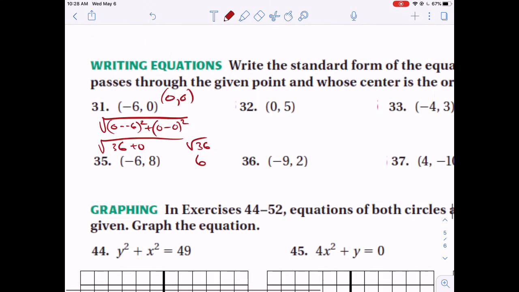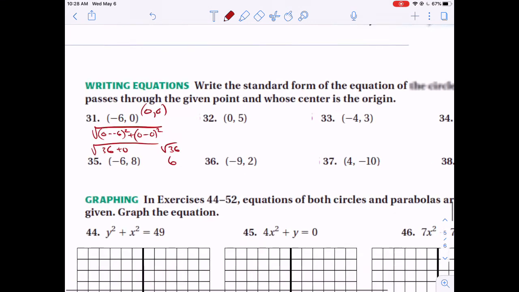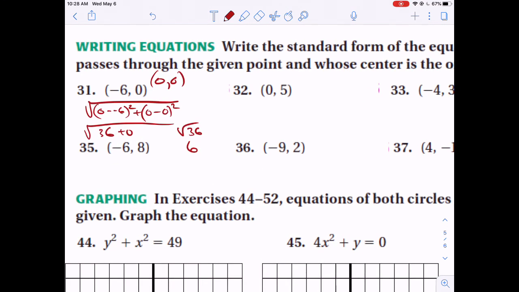It says write the standard form of the equation. So we're going to have x squared plus y squared equals r squared. So we've got to square this, and it becomes x squared plus y squared equals 36.